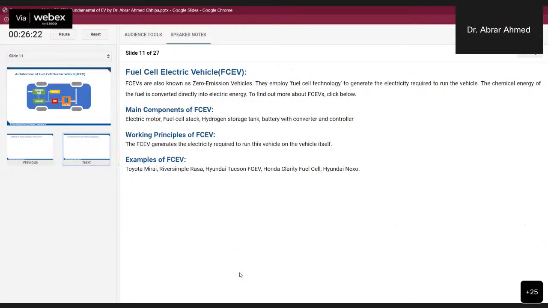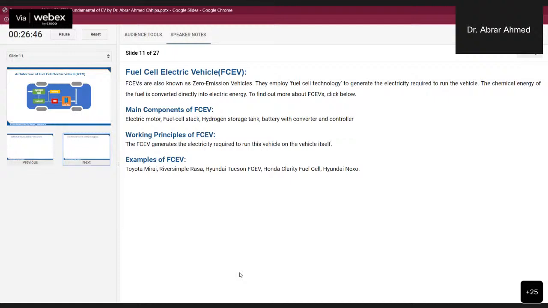Next, we have the fuel cell electrical vehicle, FCEV. They are also known as zero emission vehicles. They employ fuel cell technology to generate the electricity required to run the vehicle. The chemical energy of the fuel is converted directly into electric energy.